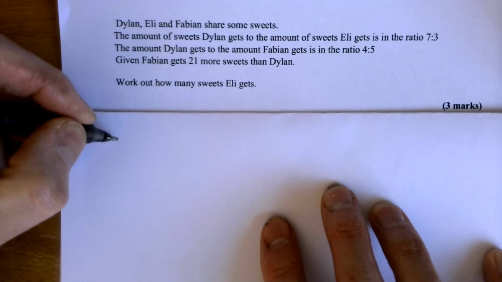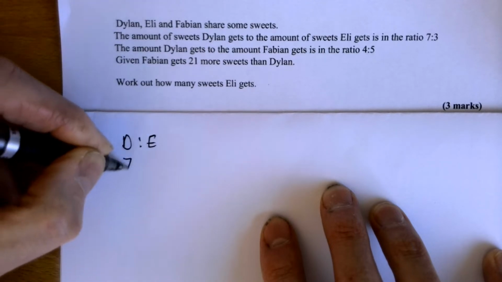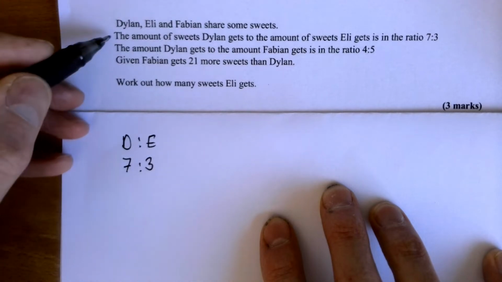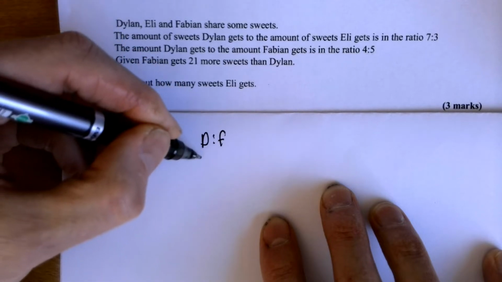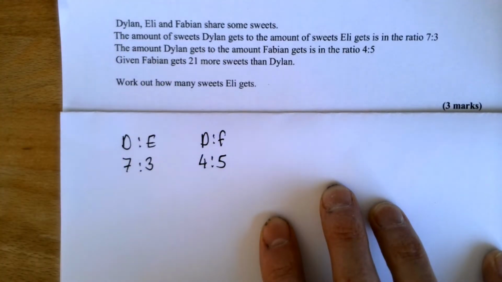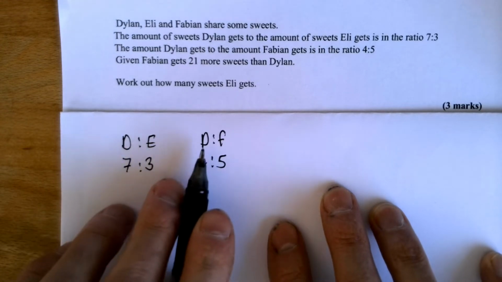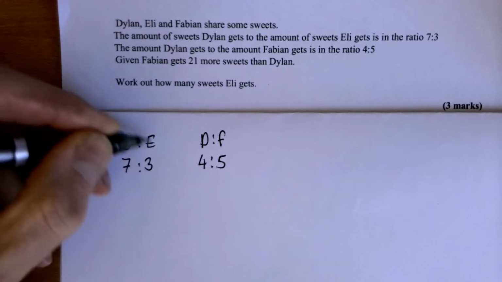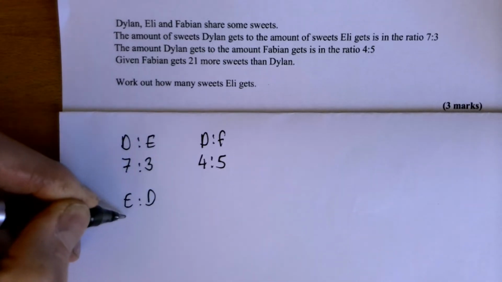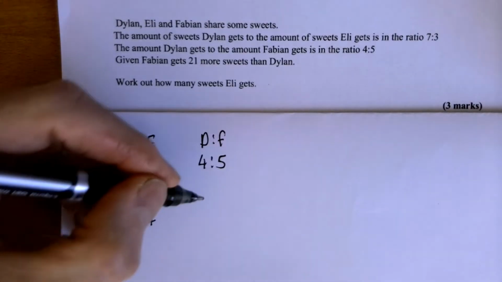Okay, here's the second one then. So we've got Dylan and Eli, 7 to 3, we're told that here, and Dylan to Fabian, 4 to 5. Now this time they've both got Dylan in common, but can you see what the problem here is? We've got D here and here, whereas in the last one the 2 D's are in the middle. There's no problem with it being the other way around, but I just like things to be the same, so I'm going to change that ratio around. All I've done is just flipped it over, and then that ratio can stay the same.